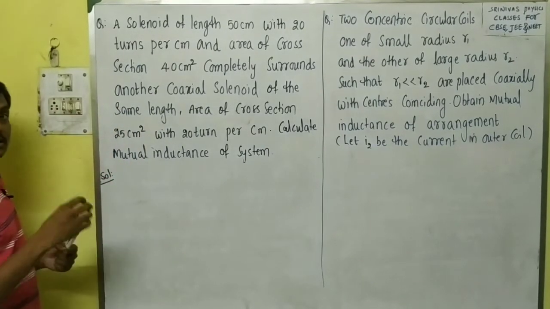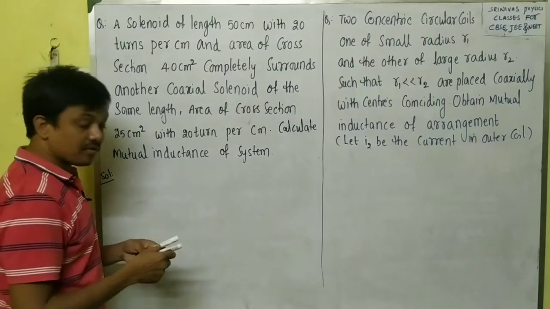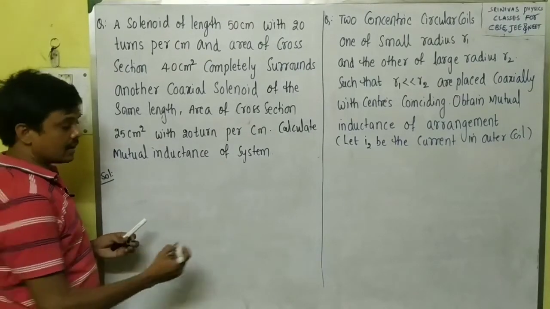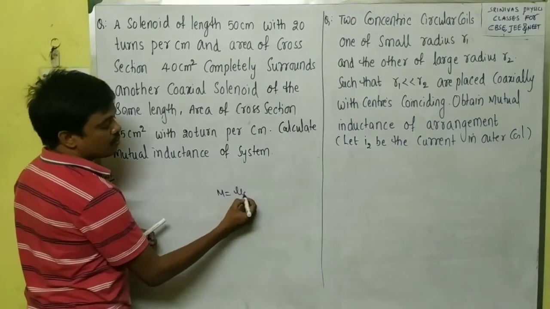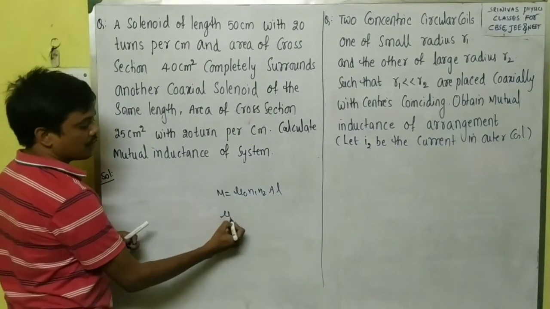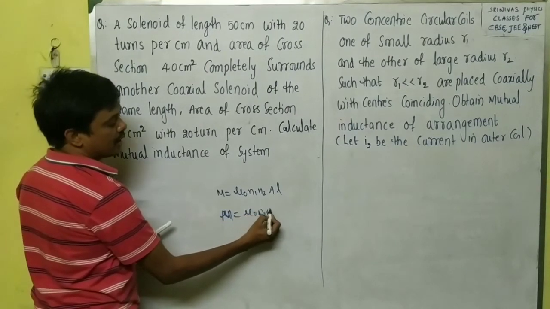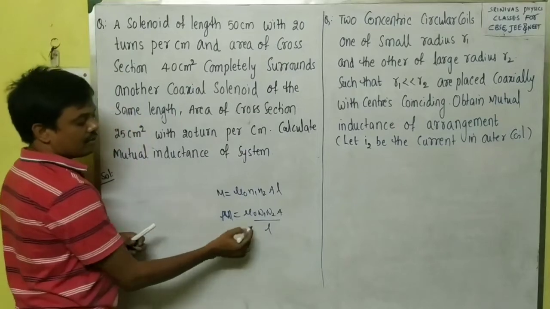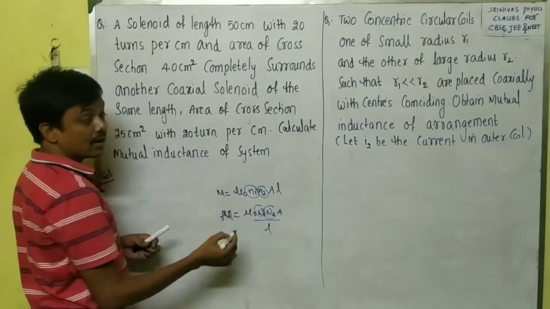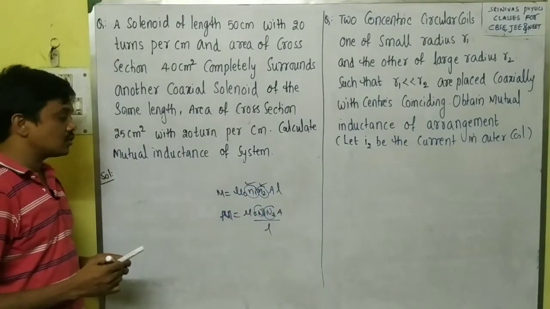If the coaxial solenoids have different areas, you have to take the smaller area. The formula for the mutual inductance you already know: M = mu naught n1 n2 A L, in terms of small n. Or in terms of capital N, M = mu naught N1 N2 A by L, where N1 and N2 are the total number of turns in the first and second solenoid, and small n1, small n2 are the number of turns per unit length in the two solenoids.